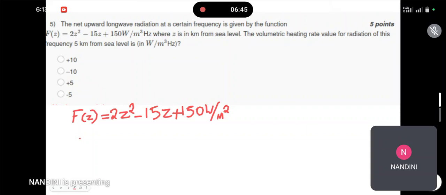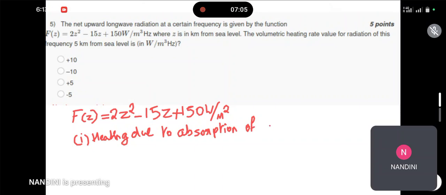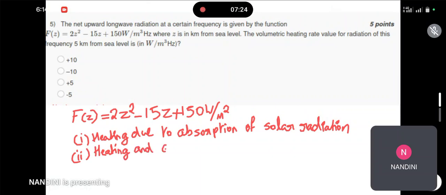So in order to estimate the atmospheric heating, we need to estimate the heating due to absorption of solar radiation, and the heating and cooling due to the absorption and emission of thermal long-wave radiation.